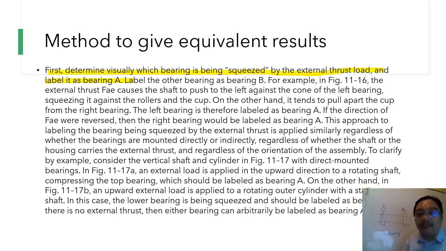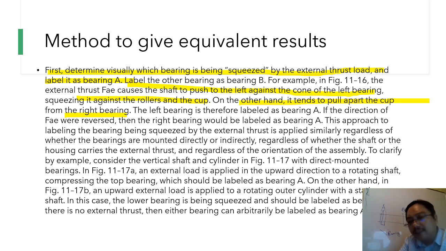The external force causes the shaft to push the left bearing against the cone, squeezing against the roller and the cup. On the other hand, it tends to pull apart the cup of the right bearing. Just read them.